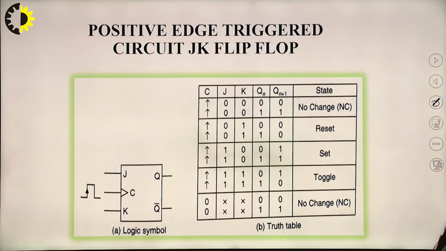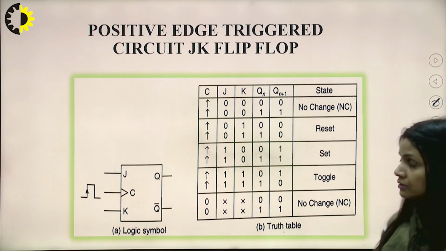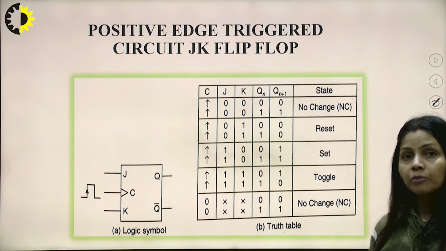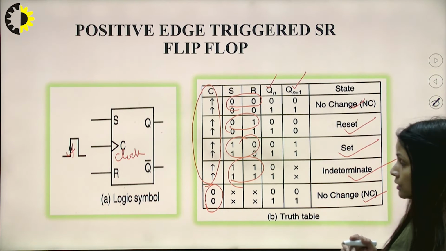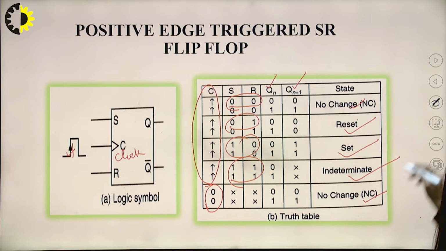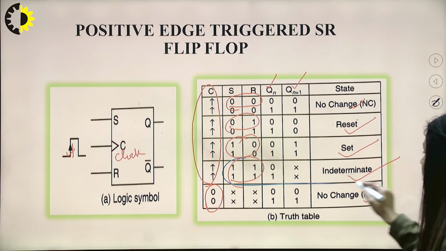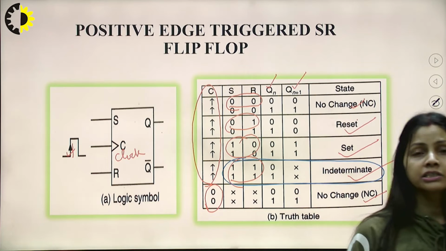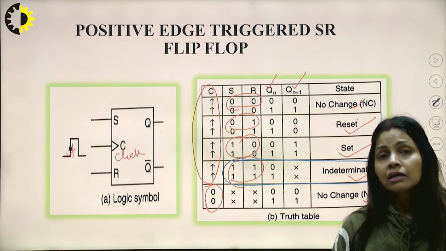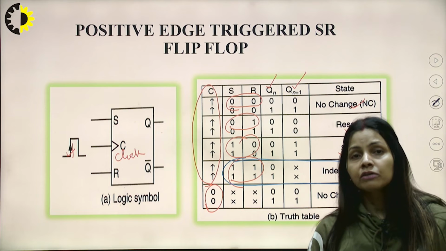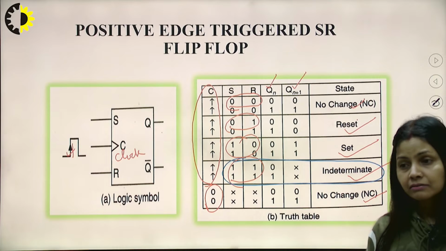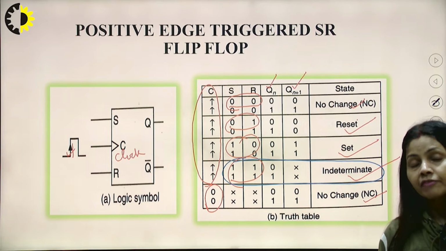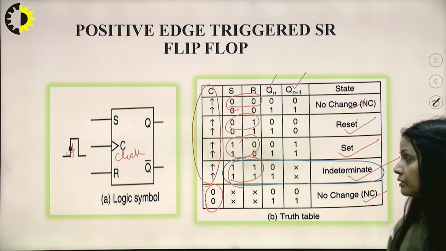Now coming to the JK flip-flop, after having the discussion about the D flip-flop. In the SR flip-flop, the undesirable condition is this indeterminate condition, which is strictly undesirable. So we need to understand how to remove this condition using the JK flip-flop, or how we can derive the JK flip-flop from the SR latch.